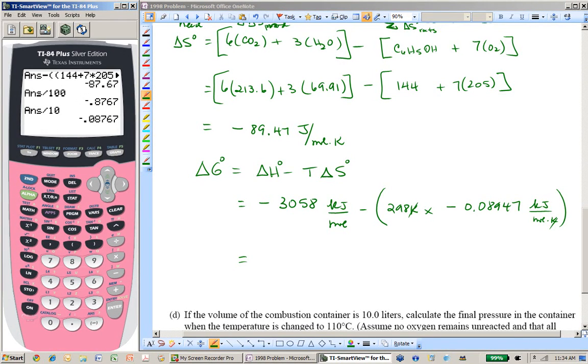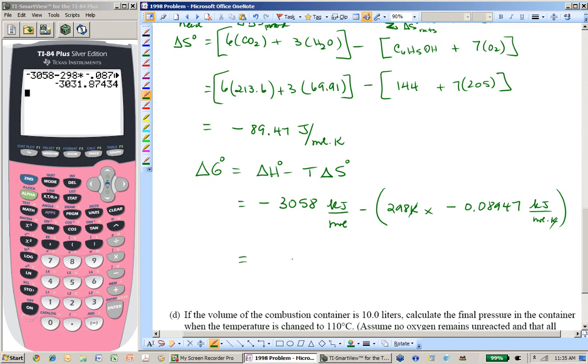Okay, so negative 3058 minus 298 times, and now I'm going to go grab that. Never be a quitter, always go to. I see what happened. I don't even need that paren, as it turns out, so there we go. So you should come out with negative 3,031. My negative didn't write. Negative 3,031 kilojoules per mole.